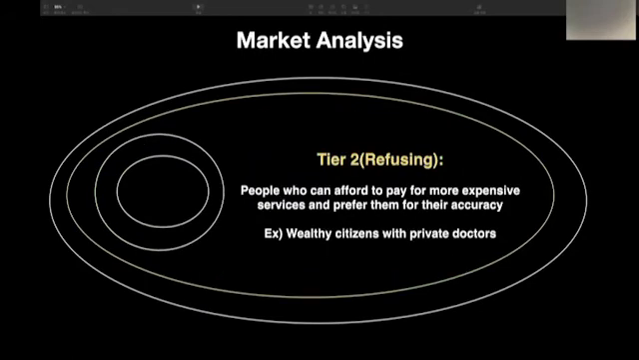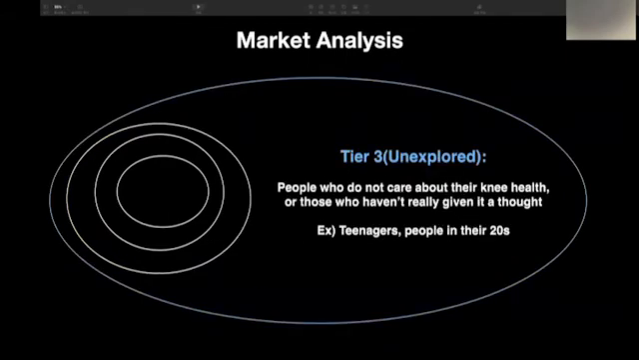Tier 2 group of the customers is a refusing group, which consists of people who are wealthy enough to afford extremely expensive rehabilitation devices. They may prefer the devices that are more high-tech and expensive, which are therefore more accurate in measures. Tier 3 group of the customers is characterized as unexplored. These people usually do not have any interest or specific care on their knee health and willingness to use any kind of medical services regarding knee health.